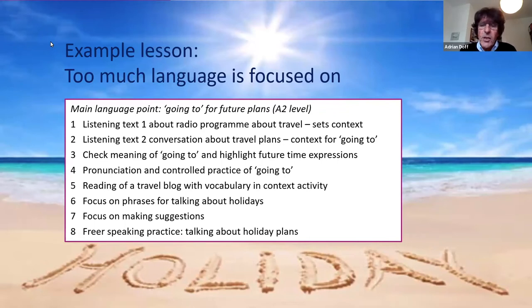So the topic of the lesson was holidays. It was an A2 level lesson. The grammar focus was going to for future plans. And these were the stages, 8 stages to the lesson. So it started off with a listening text, which is a radio program. This introduced the topic of travel. Then there was a second listening, which was people talking about their travel plans. And this introduced the context for the main grammar, going to.